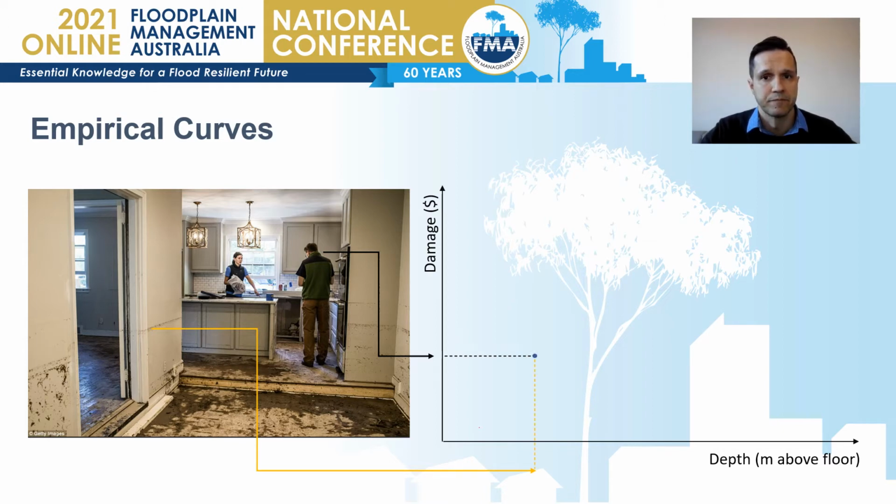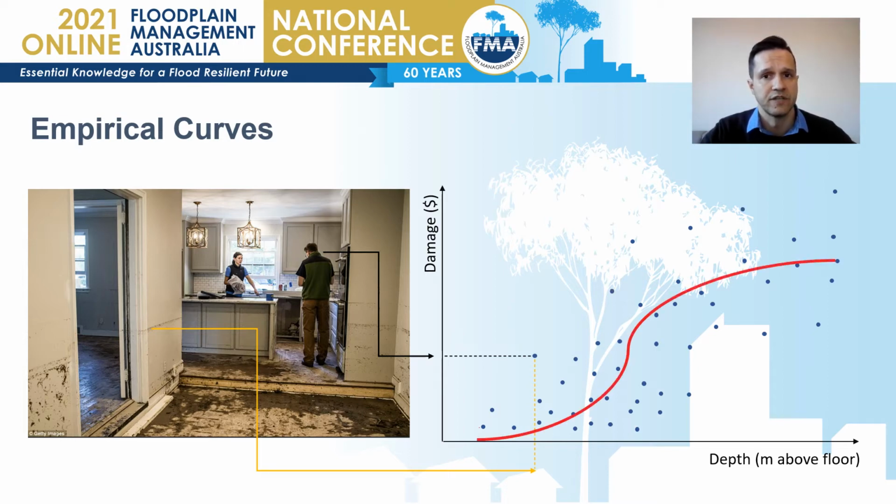This process is then repeated for ideally a large number of buildings and generates a cloud of points in a depth damage chart, like the one we see here, where each point represents damage caused by a particular water depth to a particular building. A stage damage curve is then obtained by fitting a curve to that cloud of points, and usually we have a log normal curve, which is S-shaped like the one here.